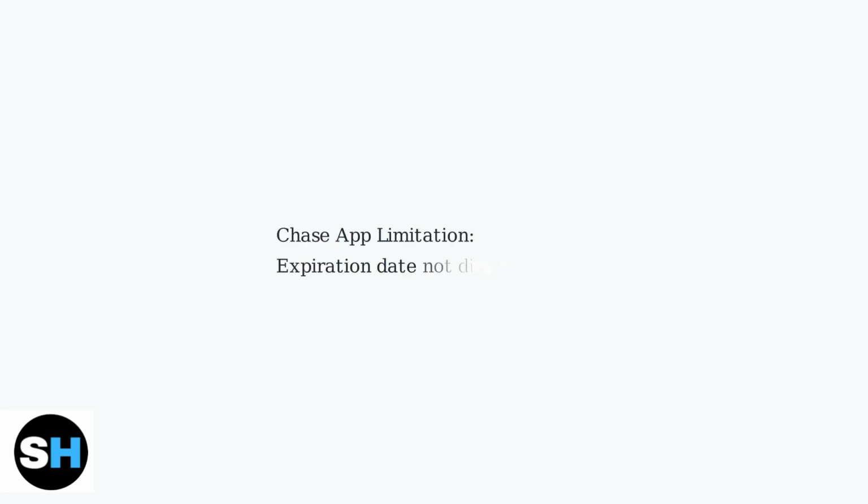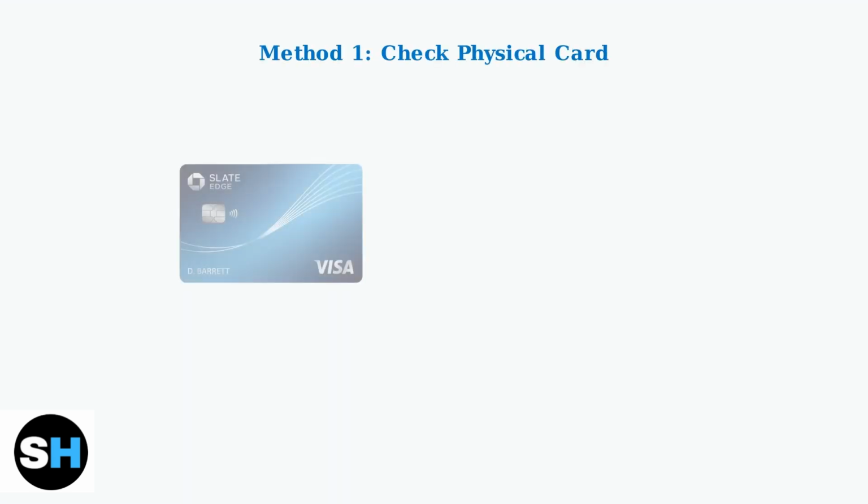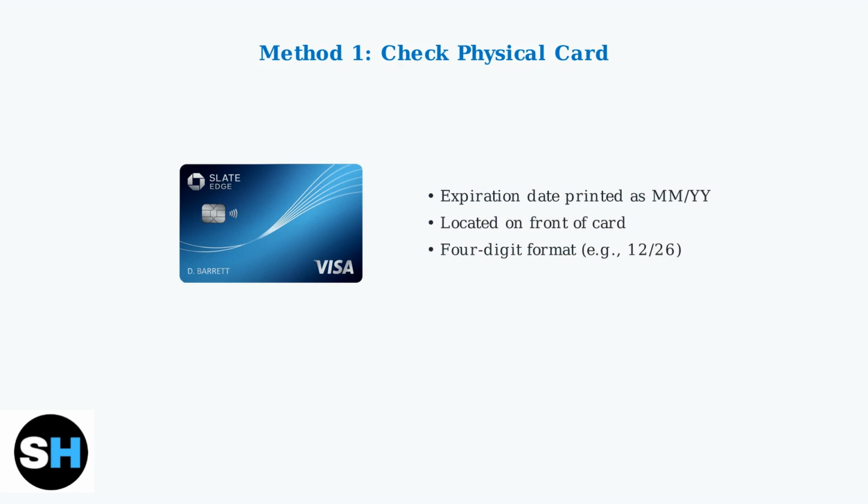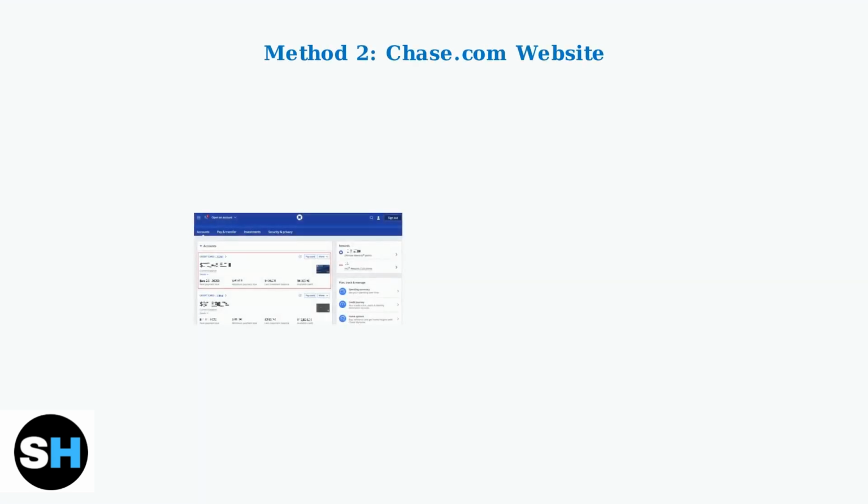The Chase mobile app doesn't directly display your physical card's expiration date, but there are several reliable ways to find this important information. Method 1. Check your physical card directly. The expiration date is printed on the card as a 4-digit code showing the month and year when the card expires.